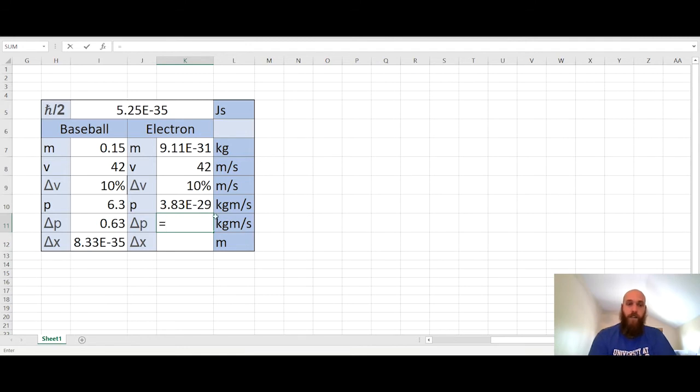And so then if we find that uncertainty in momentum, it's still going to be our 10% times our momentum. And now we've got a very small uncertainty in our momentum. What that implies is that the uncertainty in position should then be fairly big. And so if we do h bar over 2 divided by that uncertainty, as we'd expect, this is a fairly large number, 1.37 times 10 to the negative 5, or about 14 micrometers. And for the electron, 14 micrometers is huge.